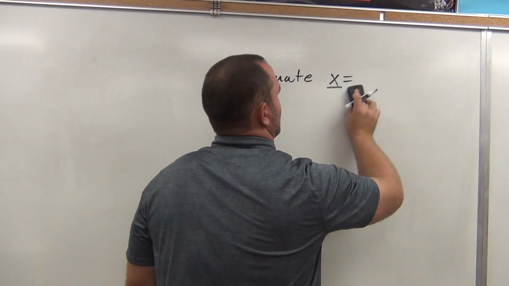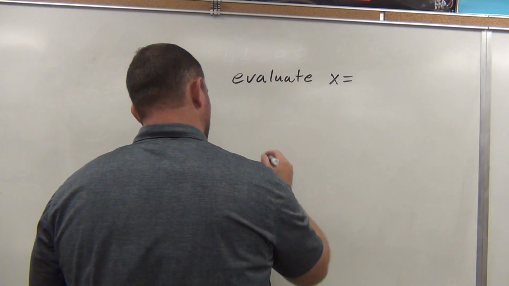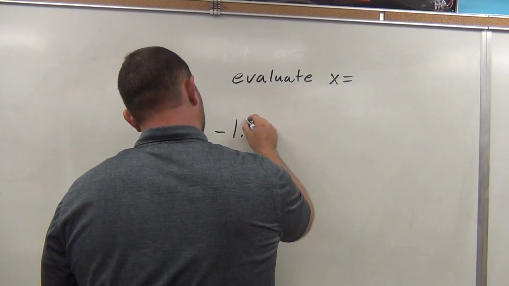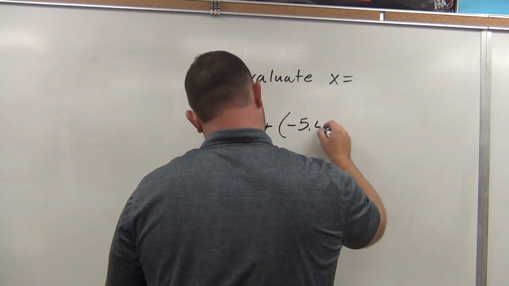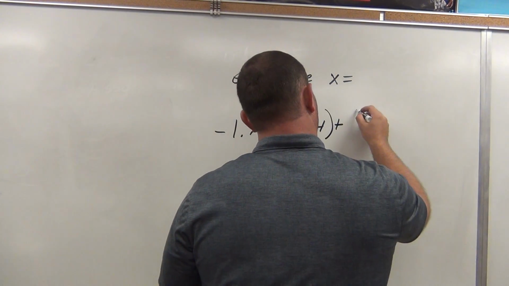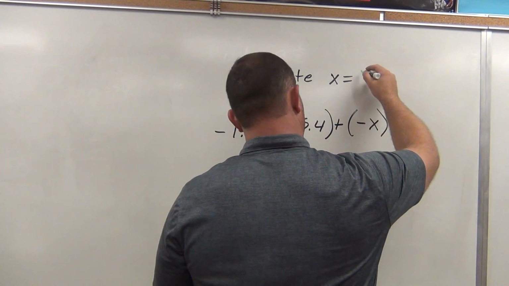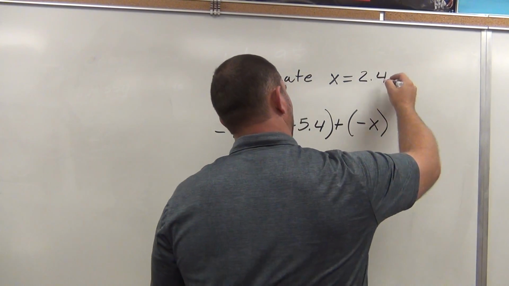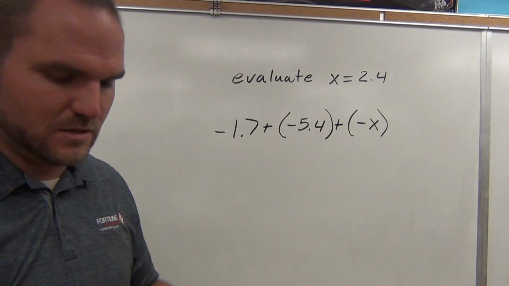All right, let's look at one more different type of problem here. So negative 1.7 plus negative 5.4 plus, parenthesis there, negative x, and your x up here was 2.4. Now, x is a positive number, it's not a negative, so you don't need to bring anything with it.